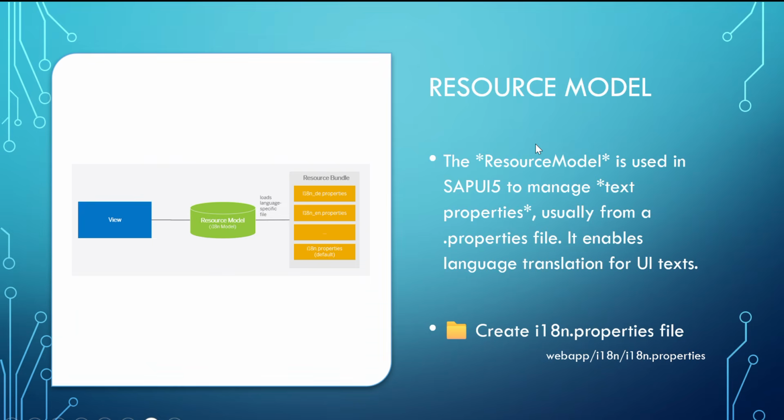The next model is the resource model. We use this resource model for translation purposes. By using this, we centralize the place, and it can be easily translated into multiple languages. The process of internationalization, in short, we call it I18N, and it is achieved in SAP UI5 by using this special resource model.